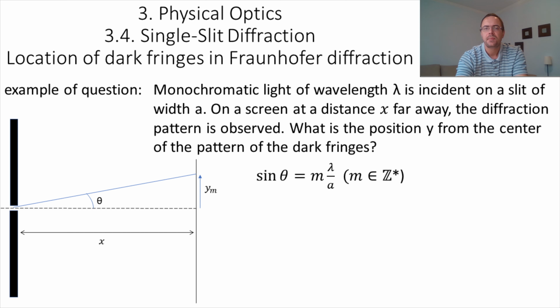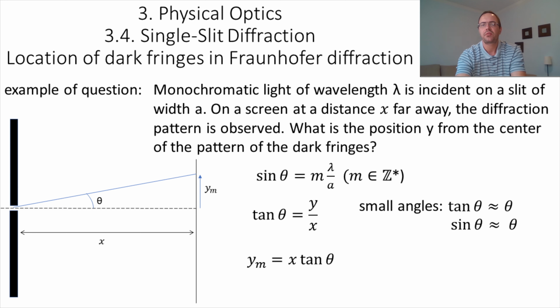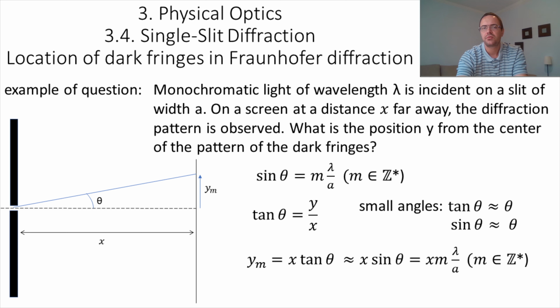And you see that the problem is that what we want is the position on the screen, and this formula only gives you the angle theta. But we know that the position on the screen, y, is related to theta by tangent theta equals y over x. So y is equal to x tangent theta. Then we can use the small angle approximation, and we have that tangent theta and sine theta are almost equal to theta, and so almost equal to each other. And so y is equal to x sine theta, and so it also is equal to x m lambda over a. So we've found the answer.